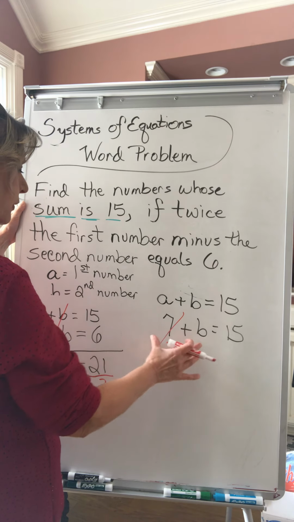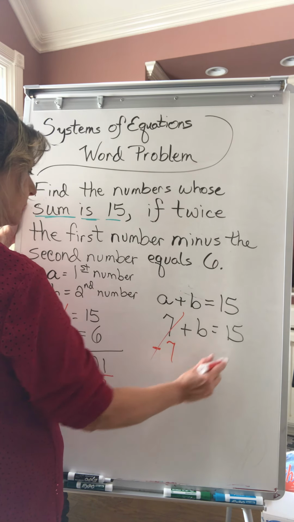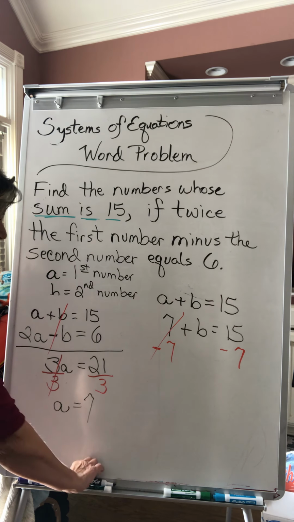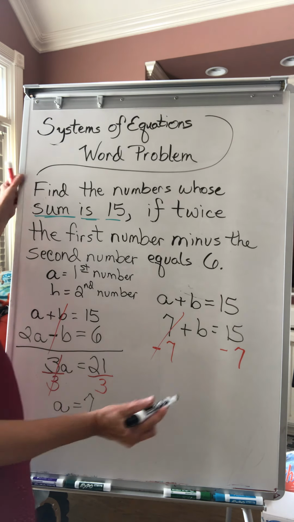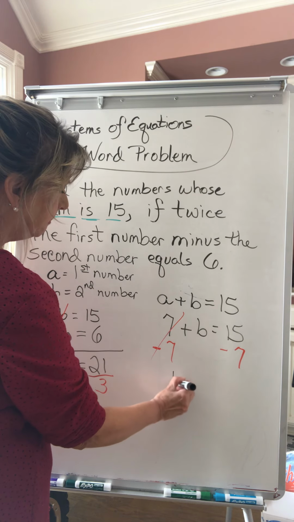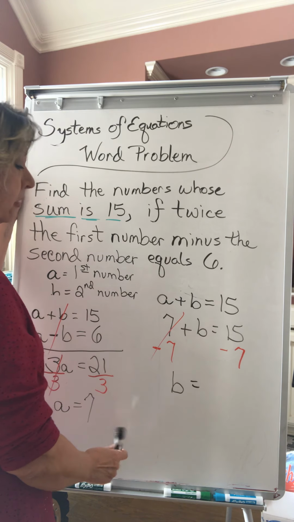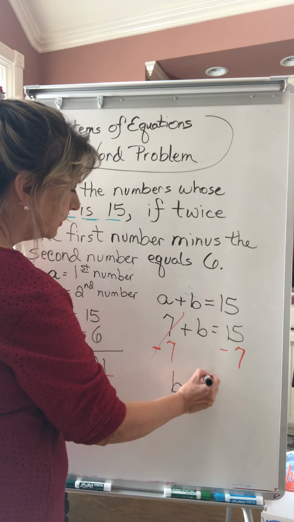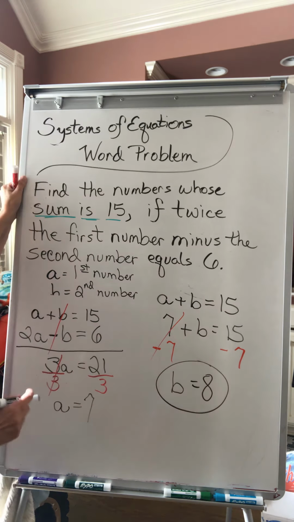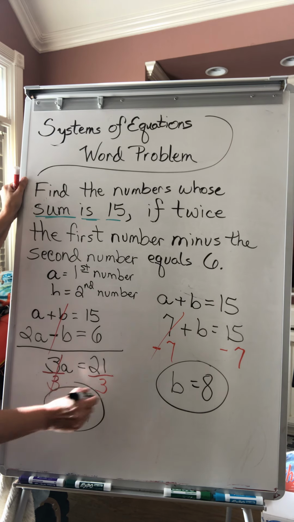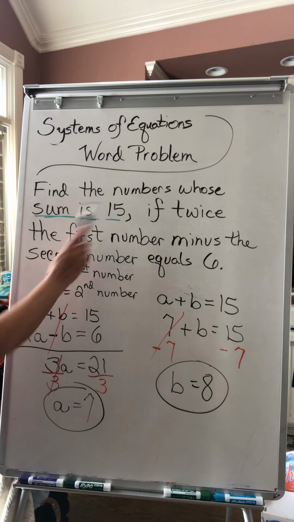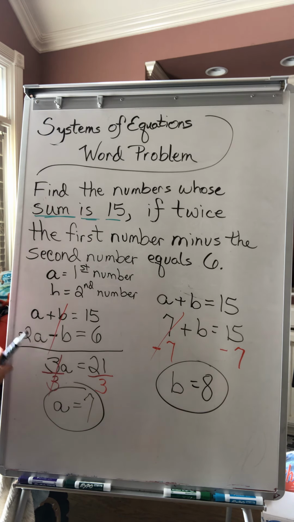But anything I do on one side of the equal sign, I must go to the other side and also do that exact same thing. So I have B isolated now, and 15 minus 7 tells me that B equals 8. So A equals 7, B equals 8. The sum is 15, that's correct. You can check the second one.